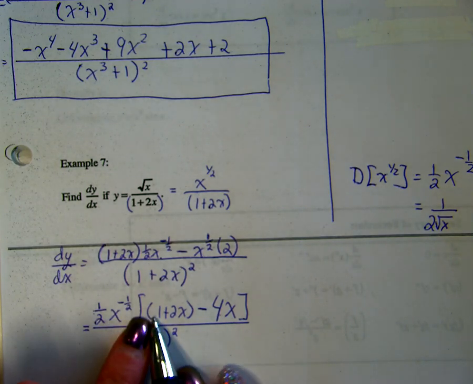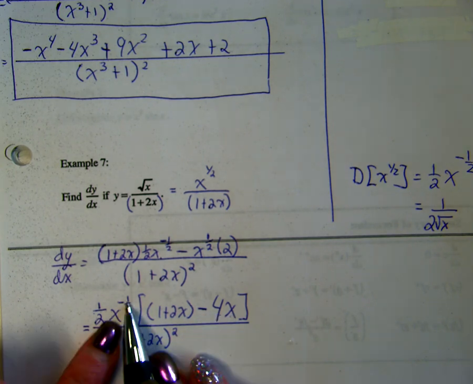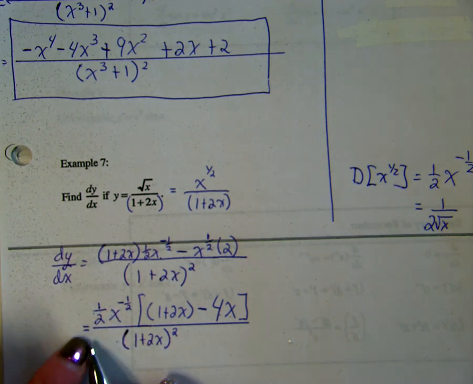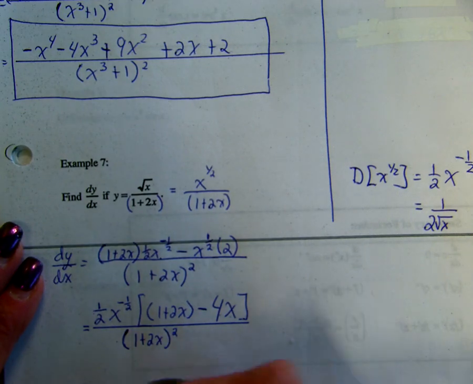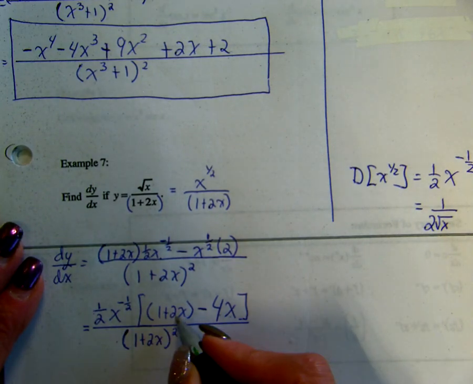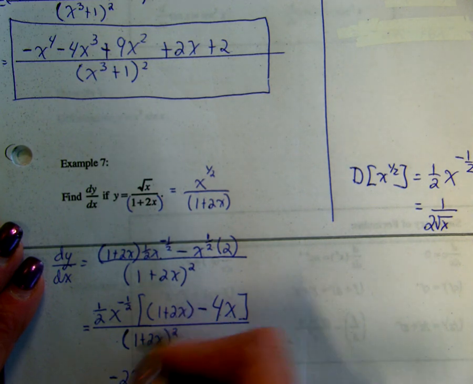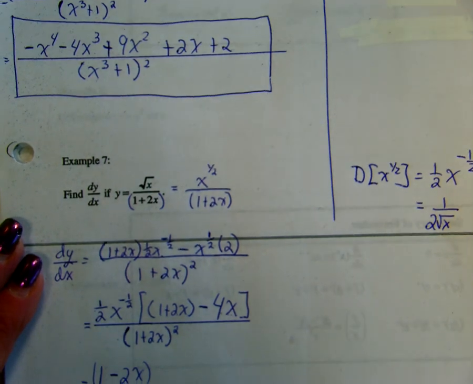Okay, then let's just simplify these brackets, collect like terms. Negative exponents go into the denominator. A fraction on the top puts a 2 in the denominator. Okay, so I've got 2x minus 4x gives me negative 2x, 1 minus 2x on the top, and I've got 2x to the 1/2 times 1 plus 2x all squared on the bottom.